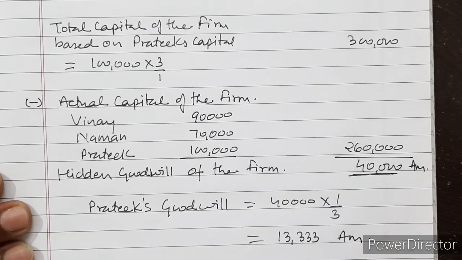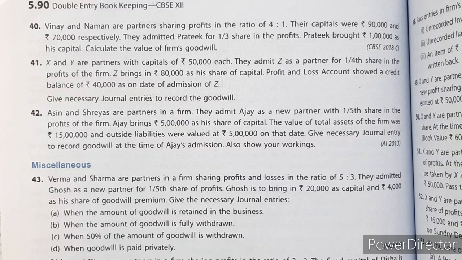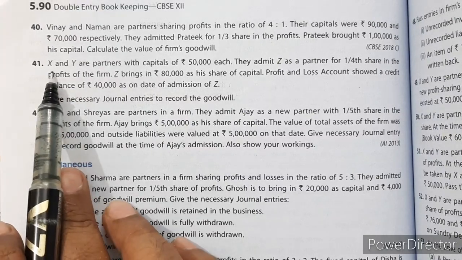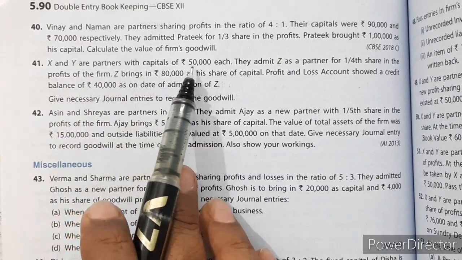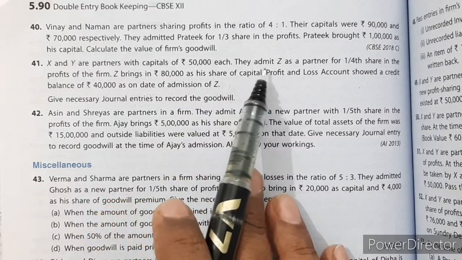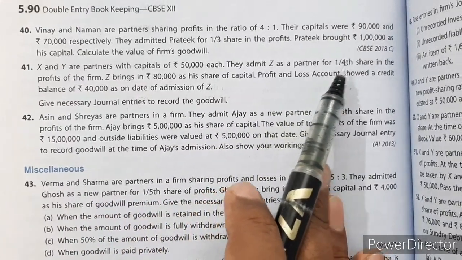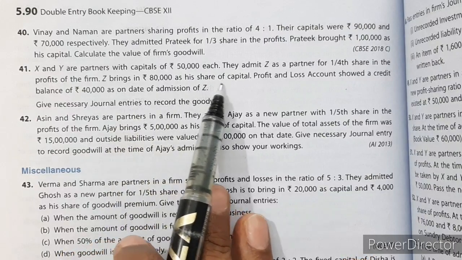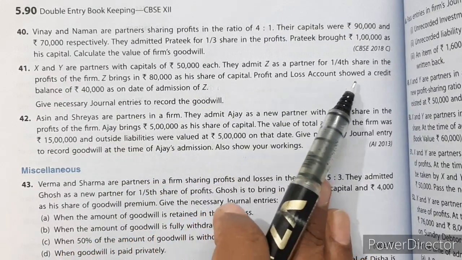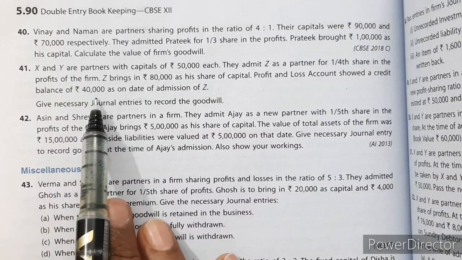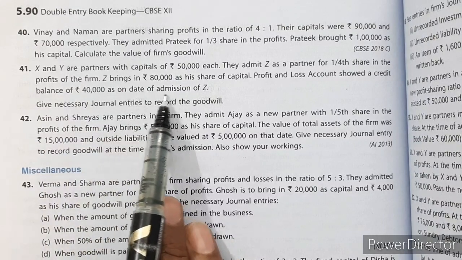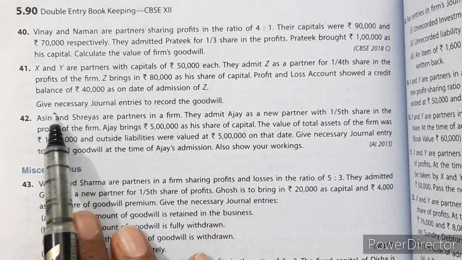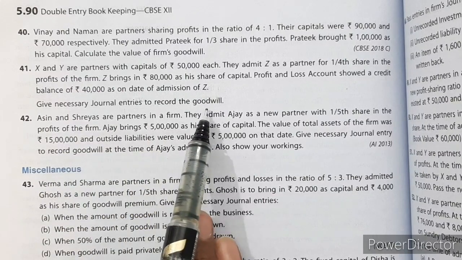Now let us see the next question. X and Y are partners with capital of rupees 50,000 each. They admit Z as a partner for 1/4 share in the profits of the firm. Z brings rupees 80,000 as his share of capital. Profit and loss account showed a credit balance of rupees 40,000 as on date of admission of Z. Give necessary journal entries to record the goodwill.